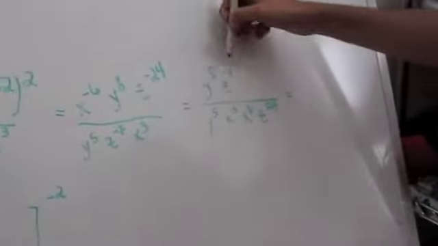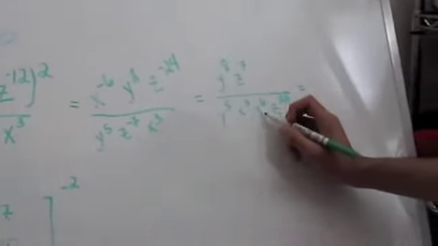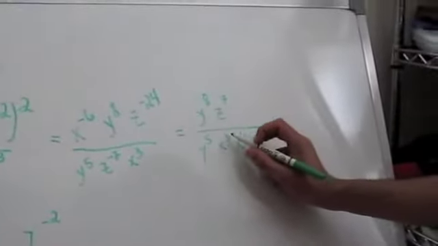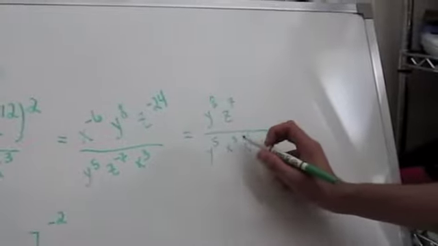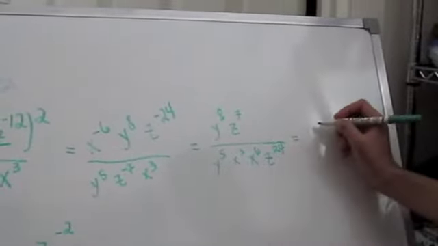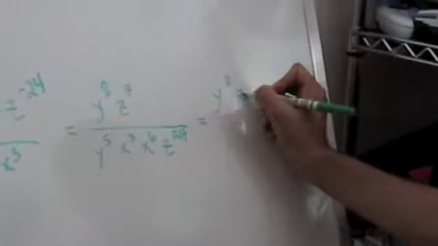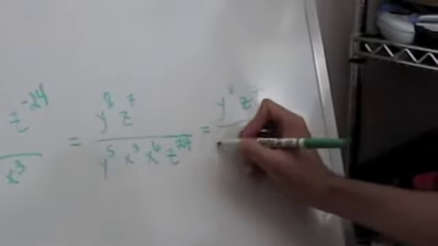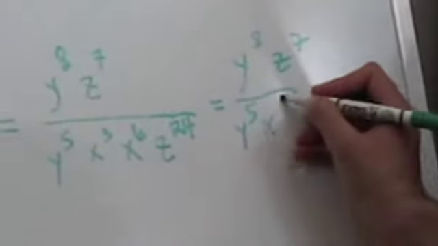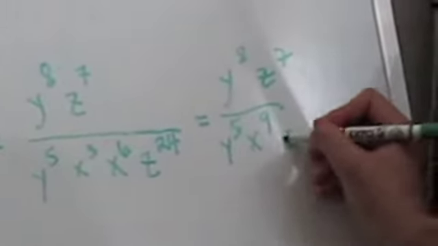Please shut up. Okay, now we're going to simplify. After we've gotten rid of all the negatives, we have two x terms. When you have x to the 3rd times x to the 6th, we're just going to add these. And so 3 plus 6 is 9, x to the 9, z to the 24.